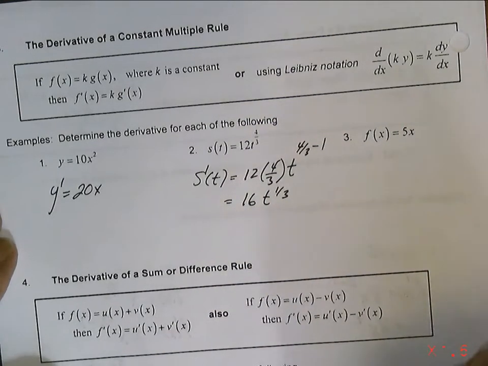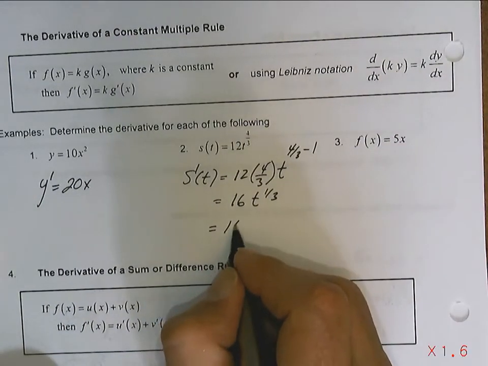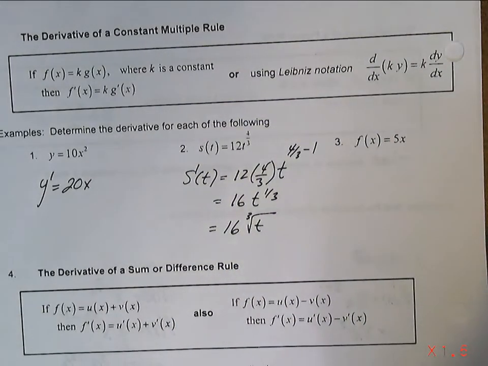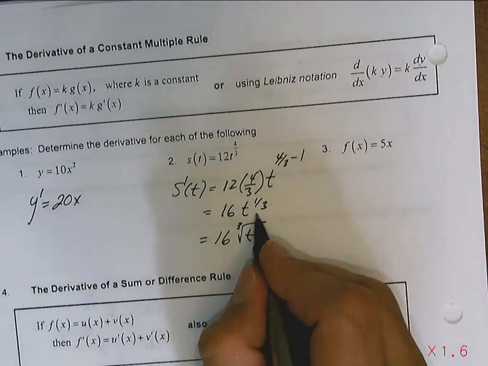That's the way I'd like it written, please. The other way it could be written is 16 cubed root of t, but most people goof that up, and I end up thinking that it's 16 times 3 times root t. So be careful. We like this form better.